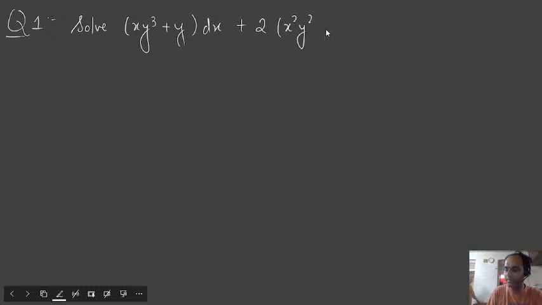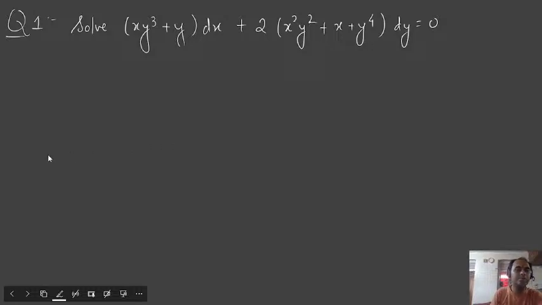Let's take up this. Solve (xy cube plus y) dx plus 2 times (x square y square plus x plus y raised to 4) dy. This is the question that is given to us. We are taking up this one.